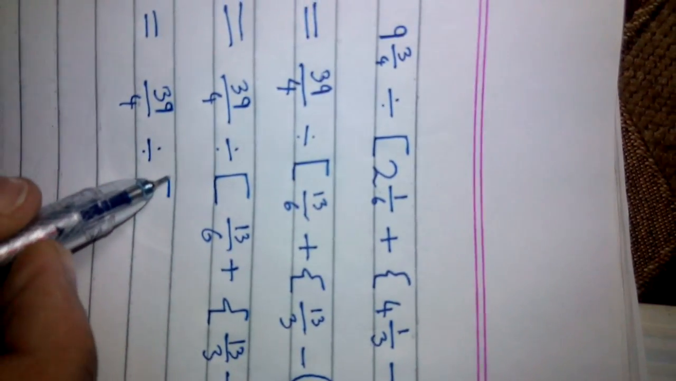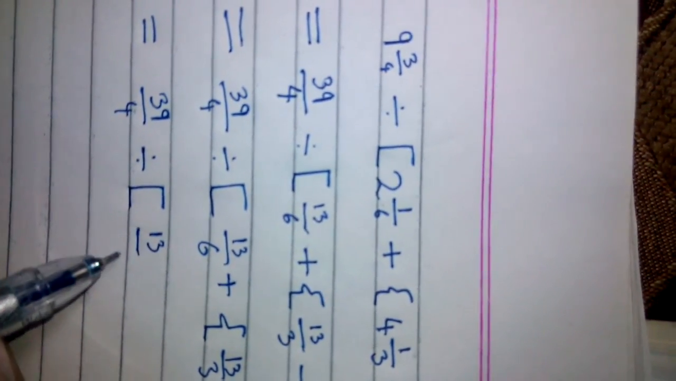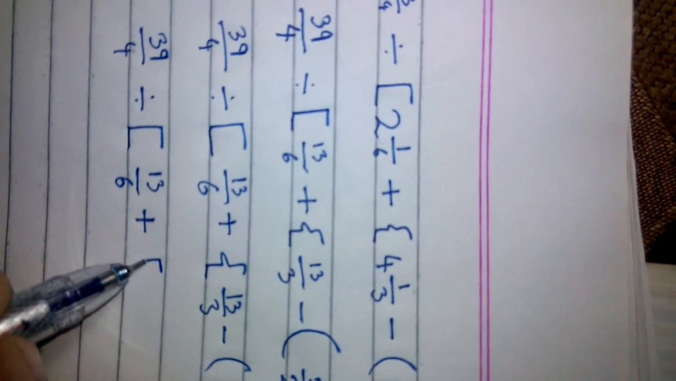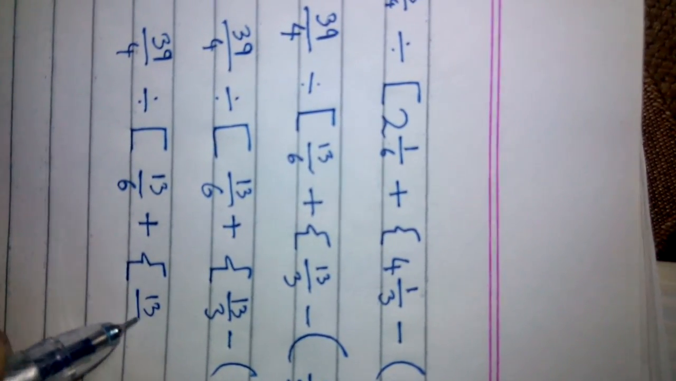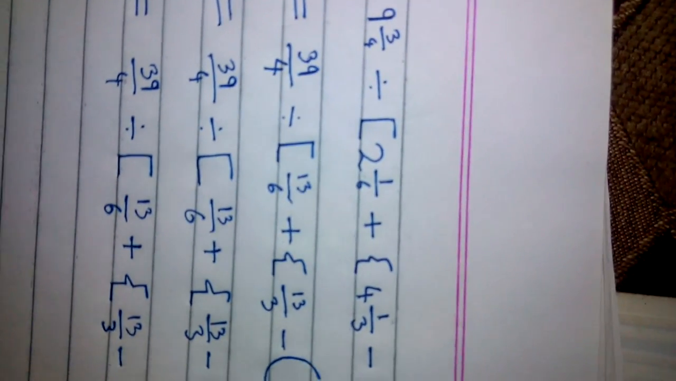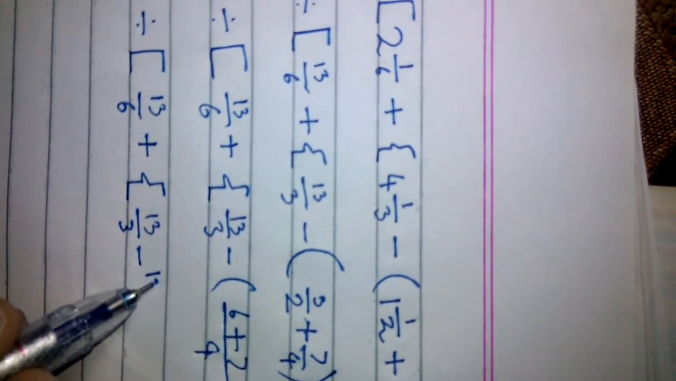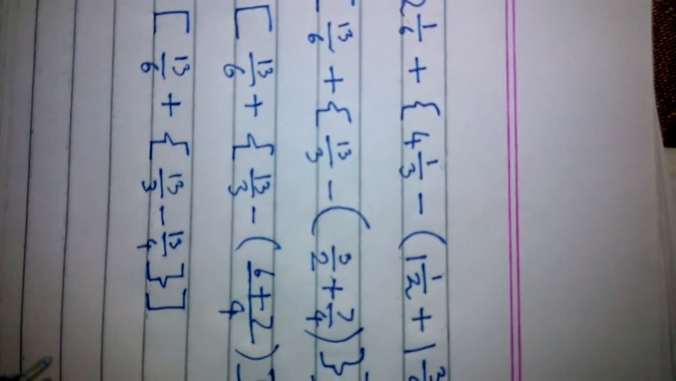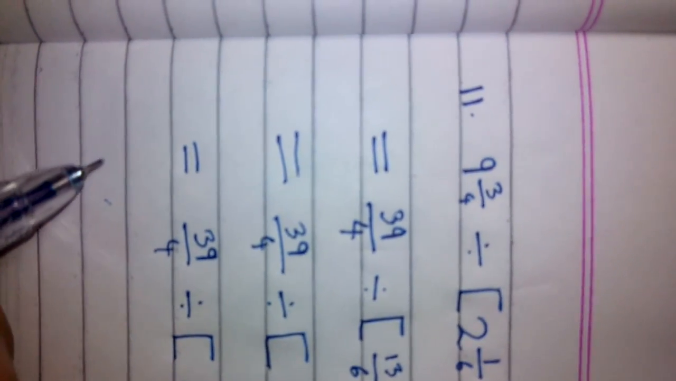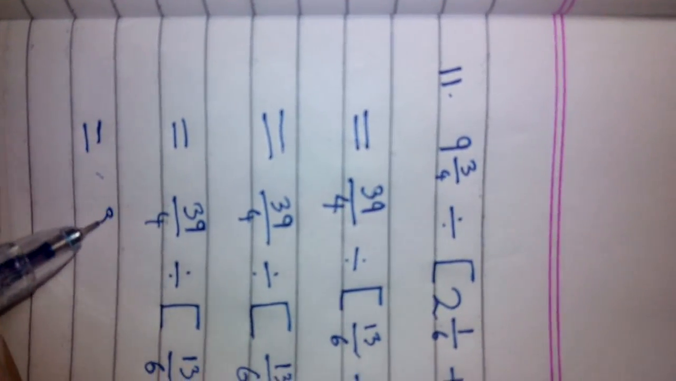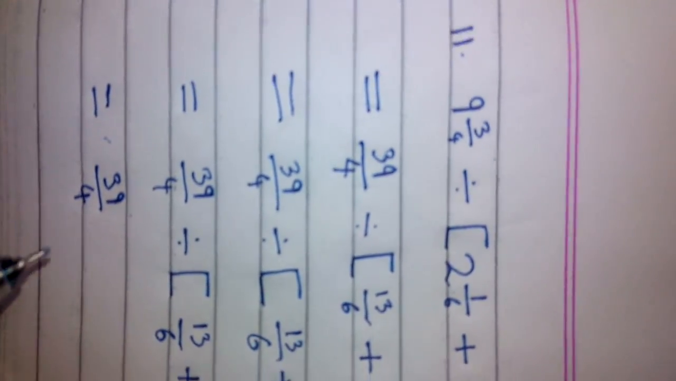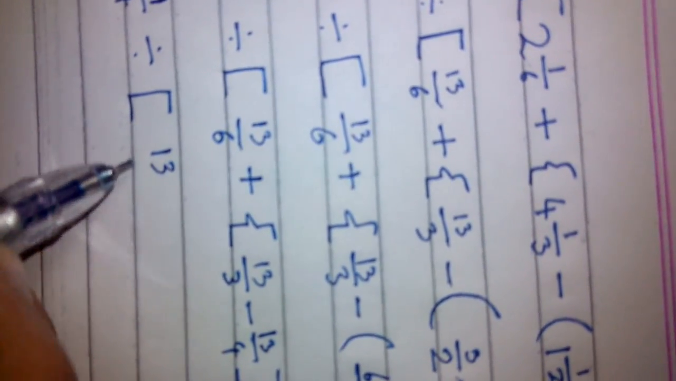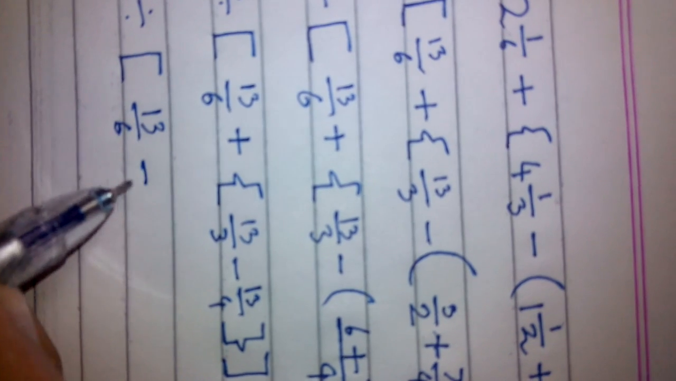Next, 39 by 4 divided by 13 by 6 plus. Okay, now this is where we stop: 6 plus 7 is equal to 13, so this will be 13 by 4. This is a good question, isn't it? This is some fun question, guys. 39 by 4 divided by 13 by 6 plus.